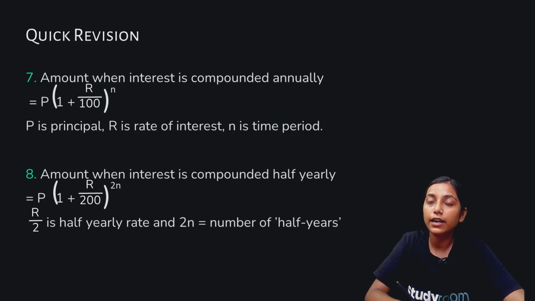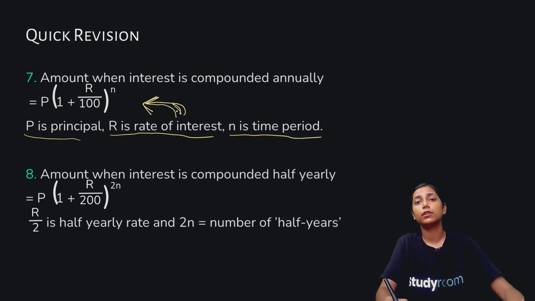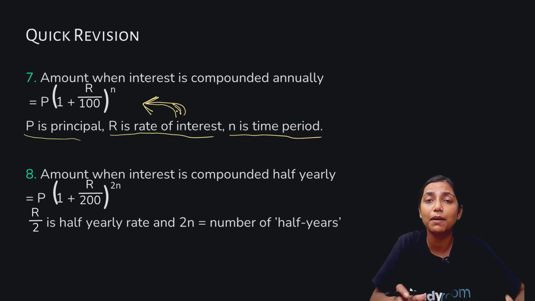Then we studied about the interest, simple interest as well as compound interest. Now the amount when the interest is compounded annually is given by P into 1 plus R by 100, this whole raised to power n, where P is the principal, R is the rate of interest and n is the time period. So this is the formula. You have to remember this formula. There were a lot of formulas in this chapter and you have to remember all of these on your fingertips. You should know all these formulas.